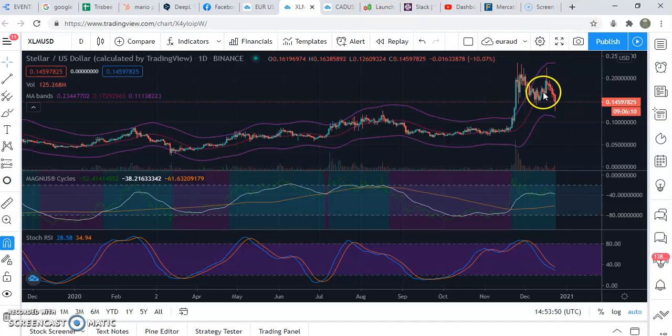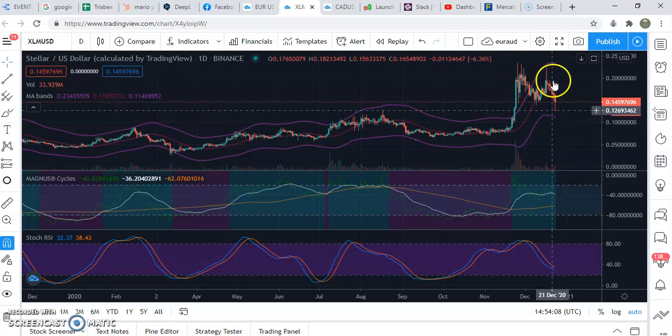Okay, so let's see what we can say for Stellar against the US dollar. This movement down was clearly anticipated by the modified stochastic RSI. So here we see we are inside the new bull trend, yet the white curve has now turned horizontal.